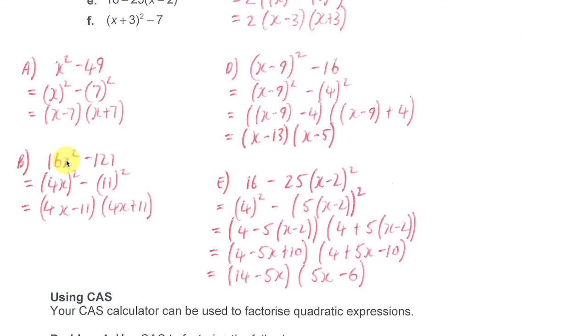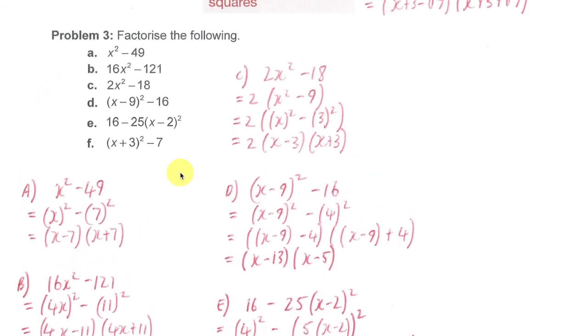For b, I've got 16x squared minus 121. So I rewrite 16x squared, so it's 4x in bracket squared minus 11 squared. So it's 4x take 11, 4x plus 11. For c, 2 is common, so I take out the 2. So it's 2 lots of x squared minus 9. I can rewrite that as being 2 lots of x squared minus 3 squared. So it becomes 2 lots of x take 3, x plus 3.